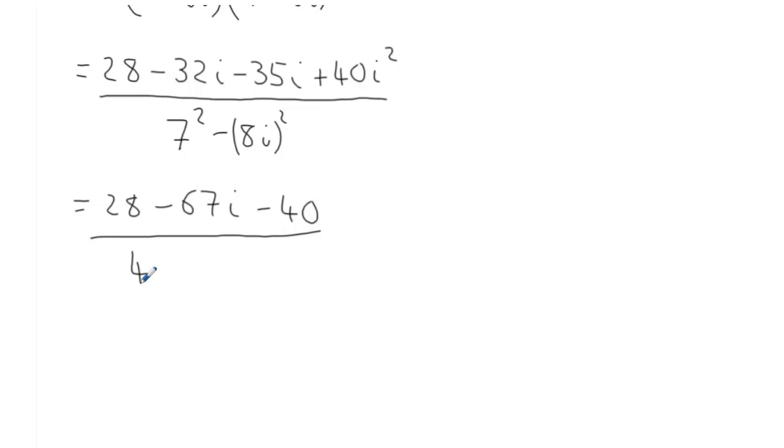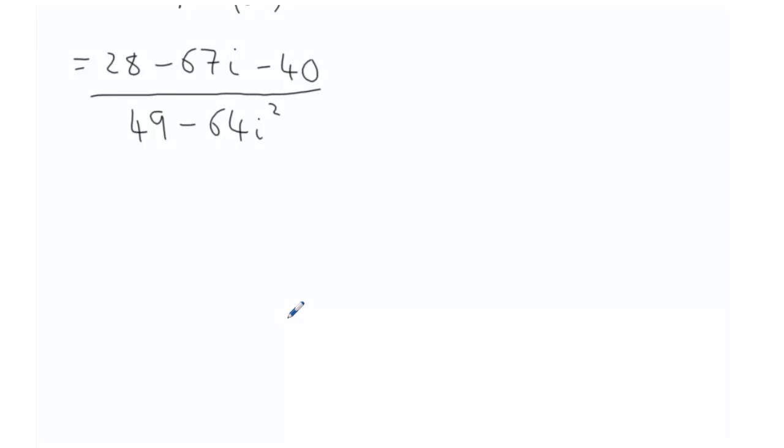On the bottom, 7 squared is 49. Then you've got minus 8 squared i squared. So minus 8 squared, 64 i squared. Okay? So i squared is minus 1. So minus 64 i squared is going to be positive 64. So now you're going to have 28 minus 40. So 40 minus 28 is 12, so it's going to be minus 12. Minus 12 minus 67i on the top. On the bottom, you've got 49 plus 64.